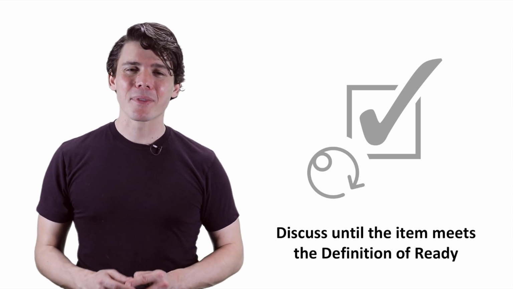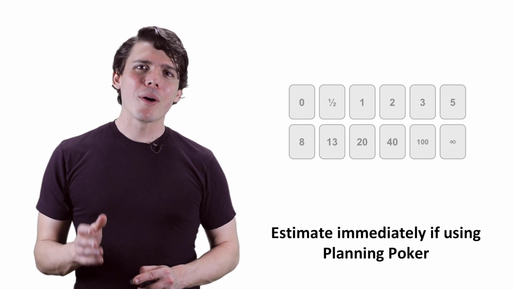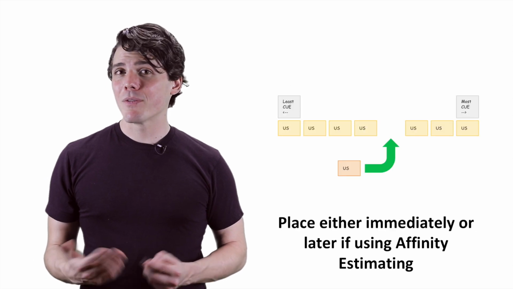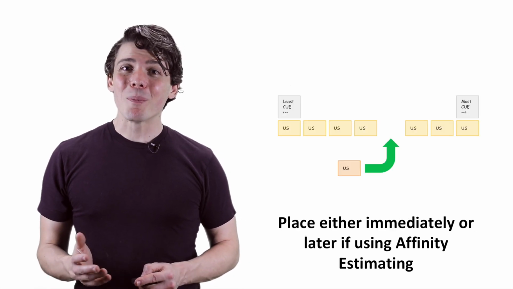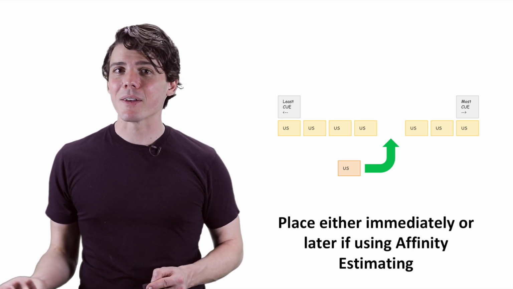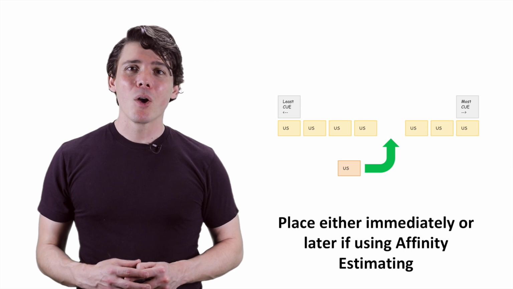Then estimate. If you're using Planning Poker to estimate items, do so immediately following the discussion so that it's still fresh in your mind. If you're using Affinity estimating, you can place the item in its correct relative location immediately after discussing it, or wait until you've discussed everything to sort them. Once the user story is ready and estimated, mark it as ready.